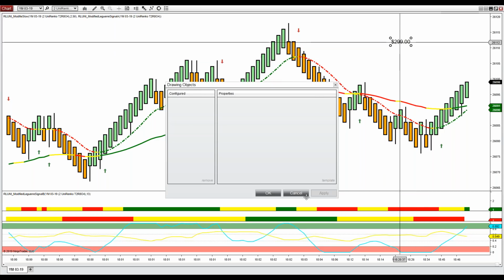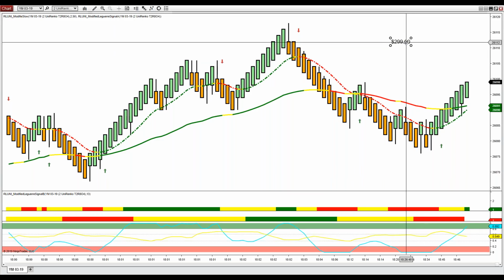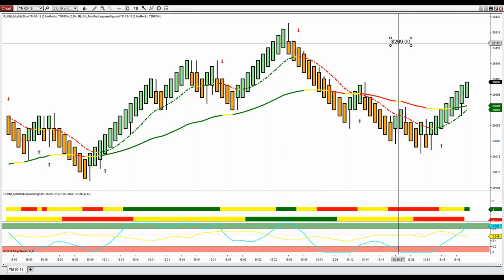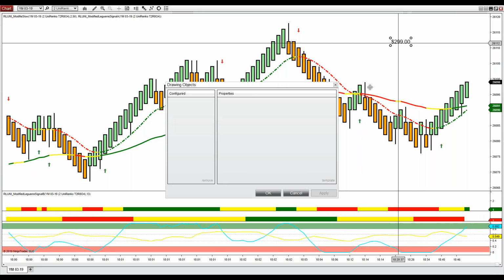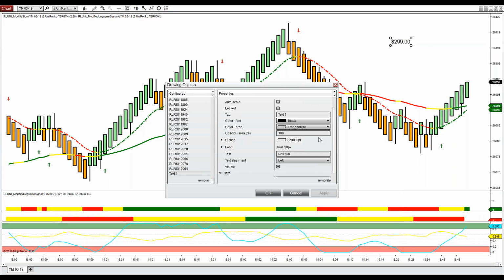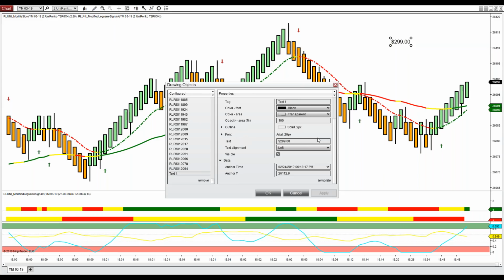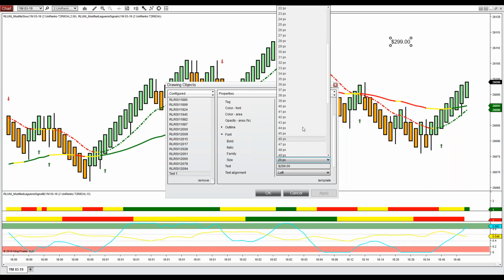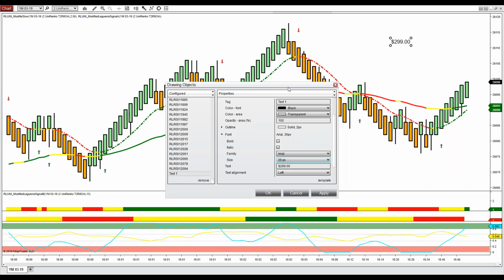Now, let me cancel that. I don't know how to make it bigger. Here it is. I'll make it a little bit bigger, and I'll answer any questions that you have. It's Arial 20 point. I'll make it a little larger. And I'll make it 36 point.